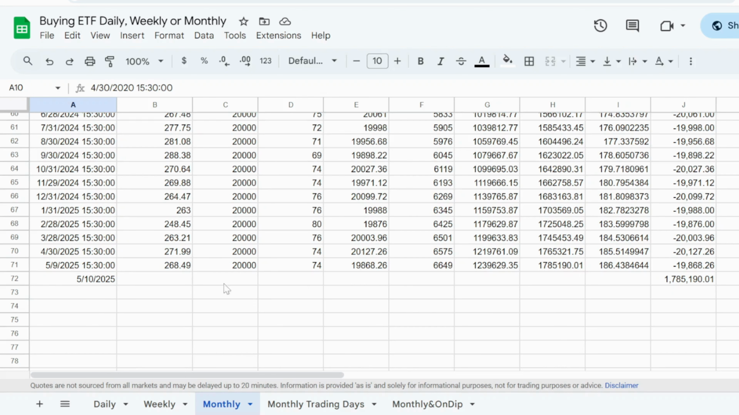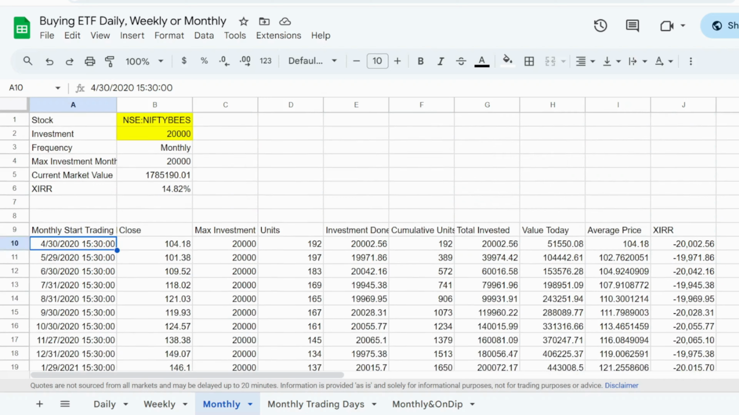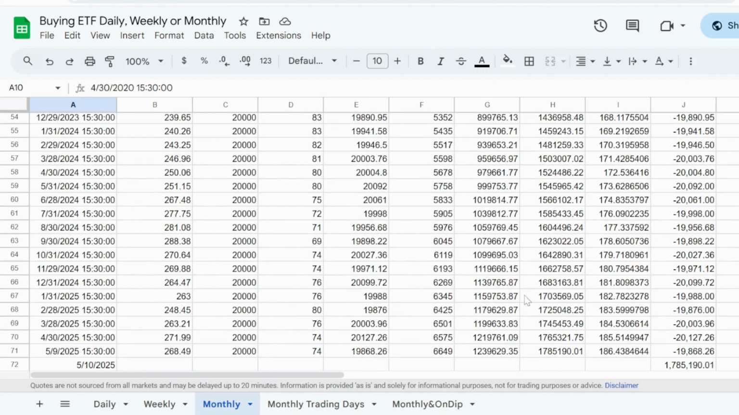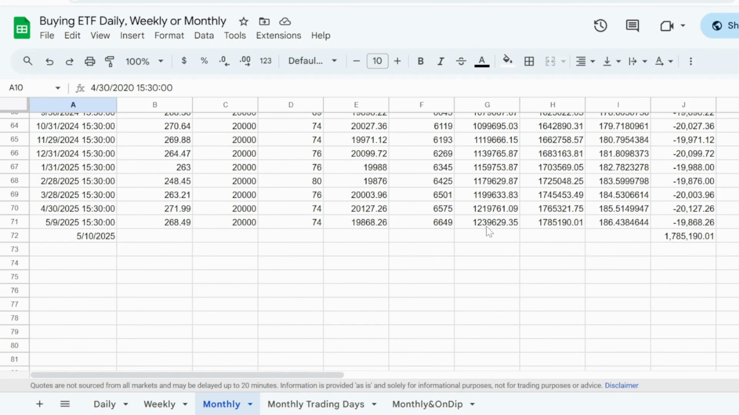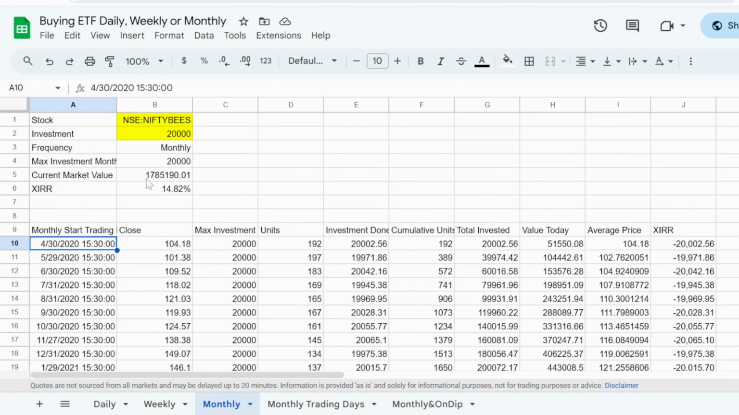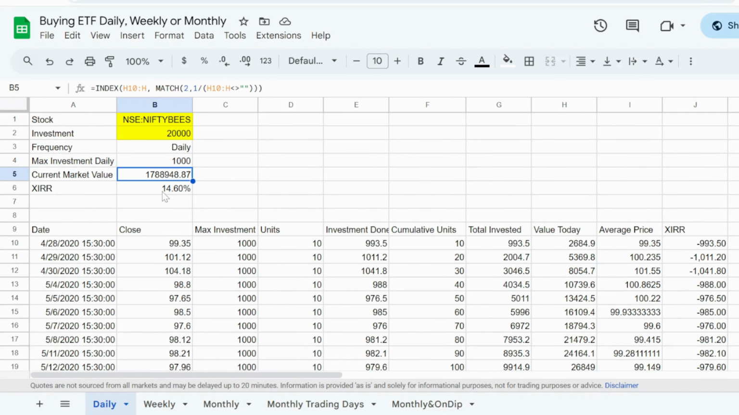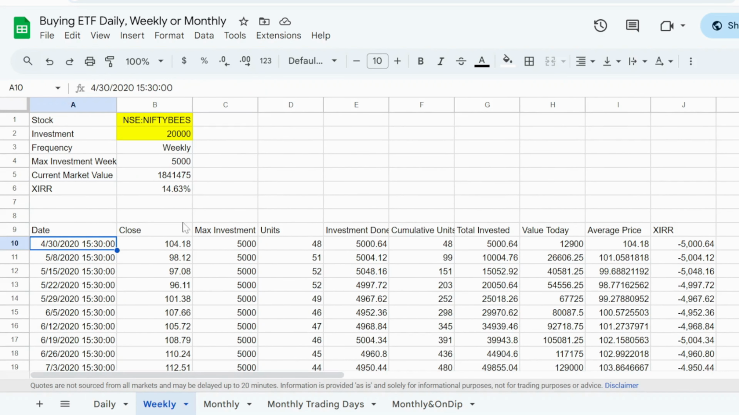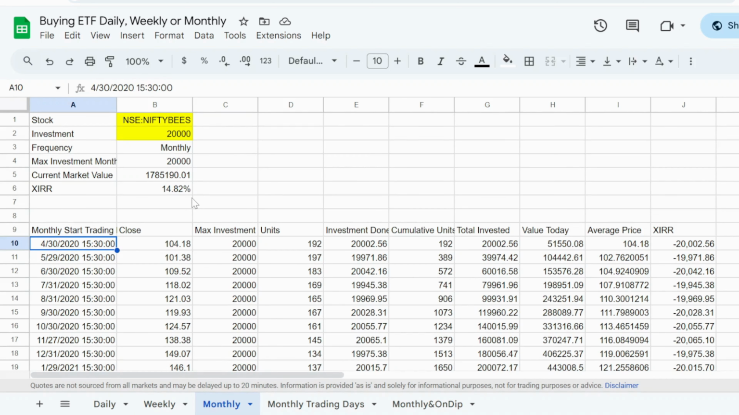Okay, and then the price was 268.49, and till now the investment, total investment would have been 12,39,629, and the current market value is 17,85,190. Okay, and the XIRR is 14.82%. See how it has changed from 14.60% to 14.63% to 14.82%.